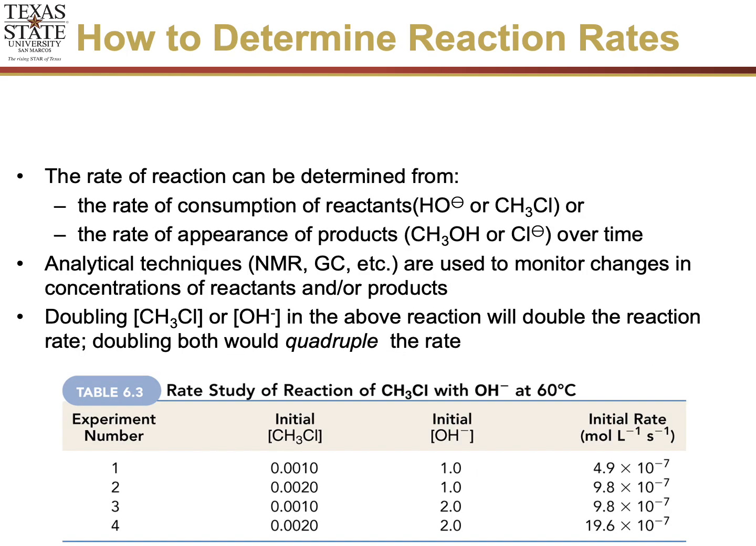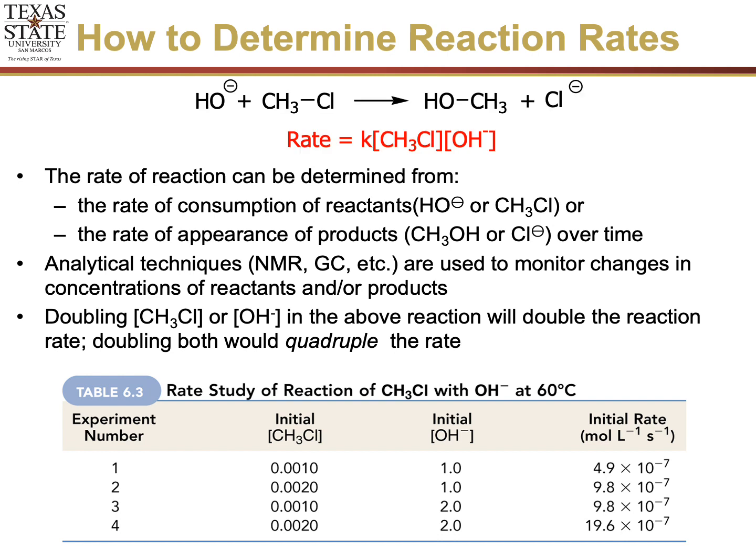All right, so how do we determine reaction rates? First of all, we have to do it experimentally. So let's take the example of this reaction between hydroxide reacting with methyl chloride to give us methanol and chloride ion. Initially, we would say our rate is equal to the rate constant times the concentration of methyl chloride times the concentration of hydroxide.